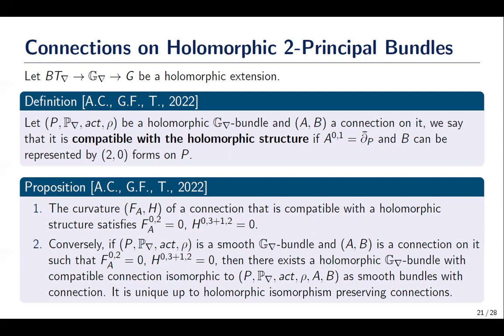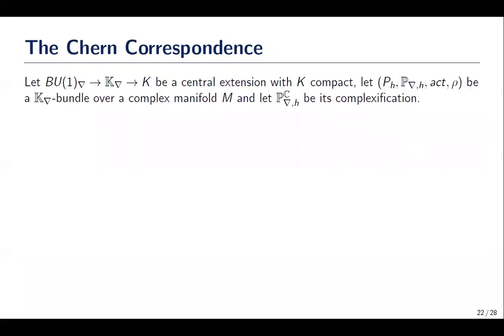And now that we have all our definitions, we can finally get to the Chern correspondence. So I'm going to start with a central extension and K compact. And I'm going to have a principal bundle for this extension, and I'm going to consider its complexification. It is defined in a very easy way once you know what the complexification of the underlying 2-group is. And what does the theorem say?